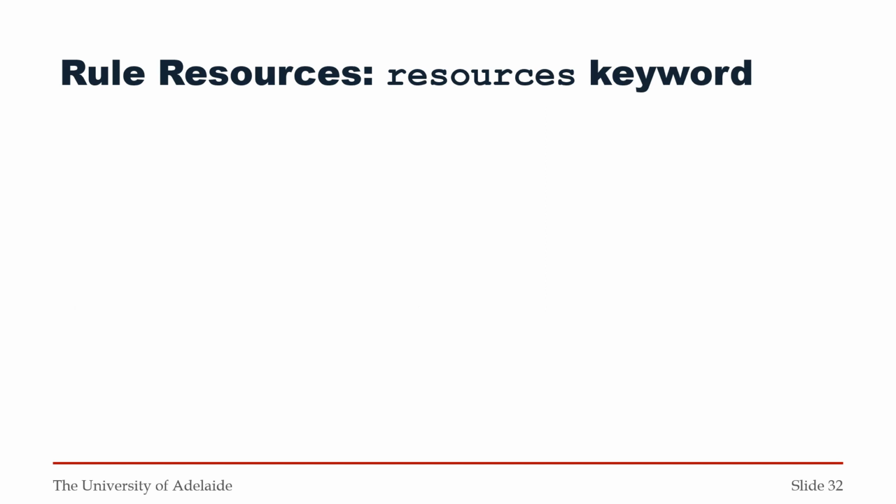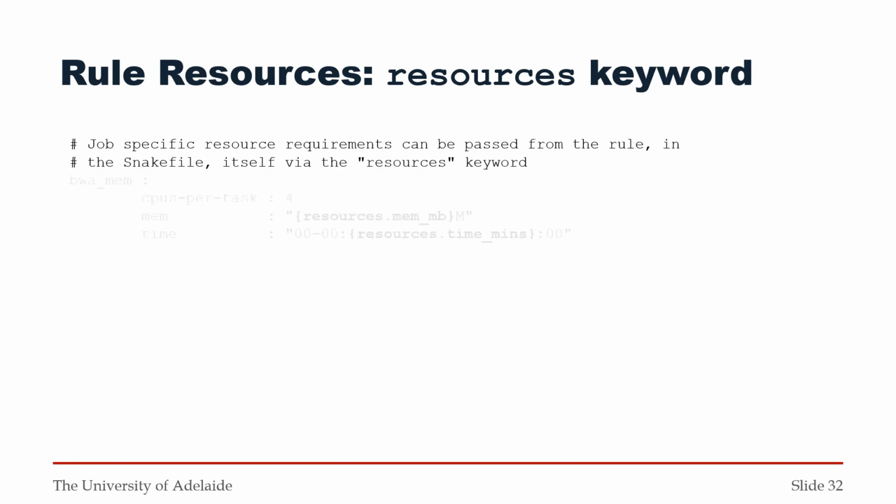So this is all well and good for static jobs. However, if you want to apply your workflow to, say, a different species or a different data set which has different volume of data or samples, these resource requirements can go up and down, and having them hard-coded can be a bit inflexible. So Snakemake has this resources keyword that you can use in the job specifications in the Snakefile.